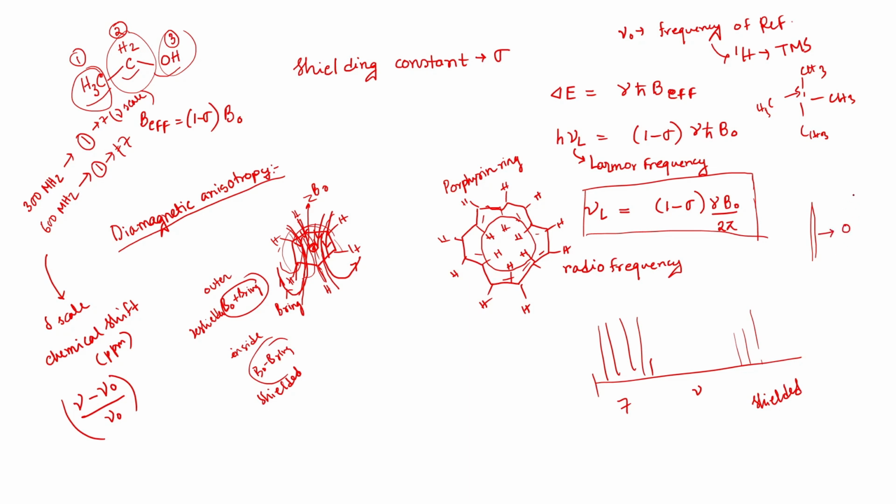So if you see, for TMS you get some Larmor frequency, and for your proton you get some Larmor frequency, then you divide by nu 0 and multiply by 10 to the power 6 ppm. That is known as the chemical shift in ppm value, or the delta scale. That is usually how we write it.